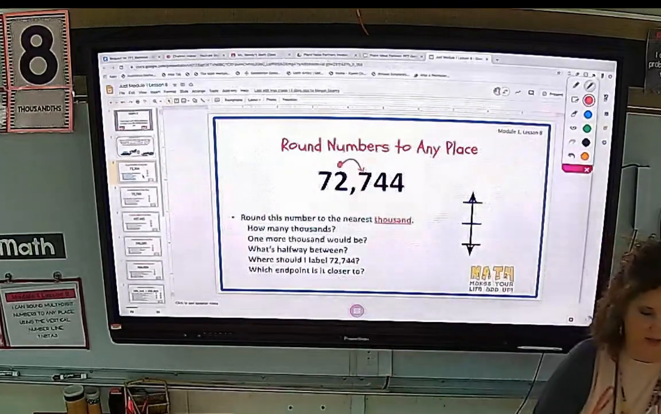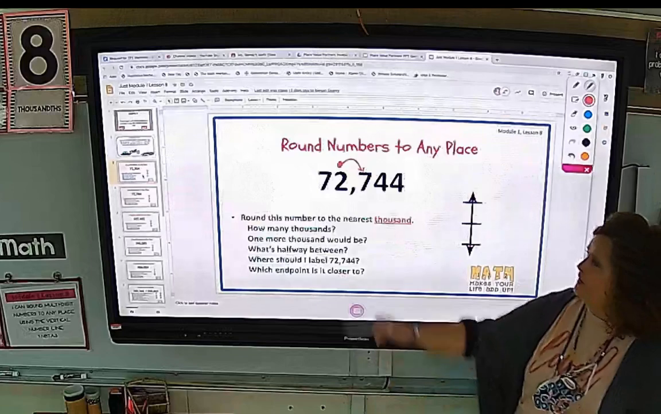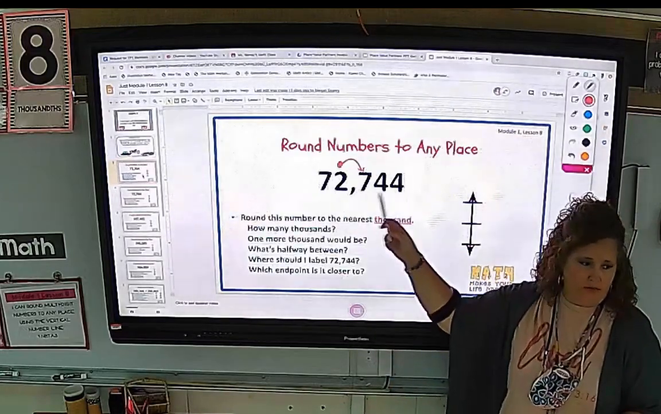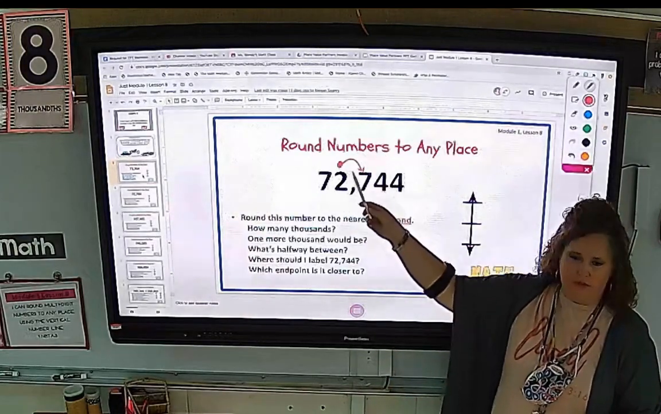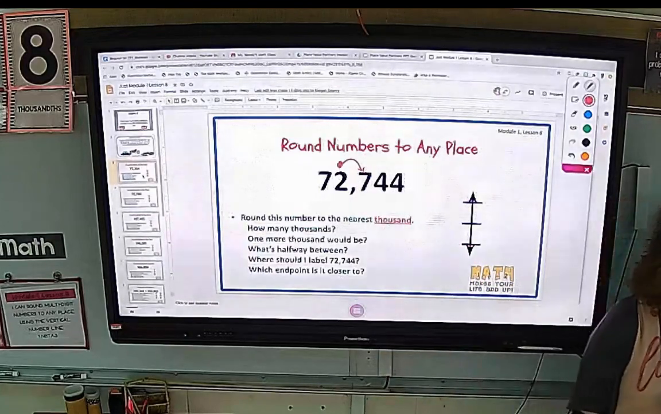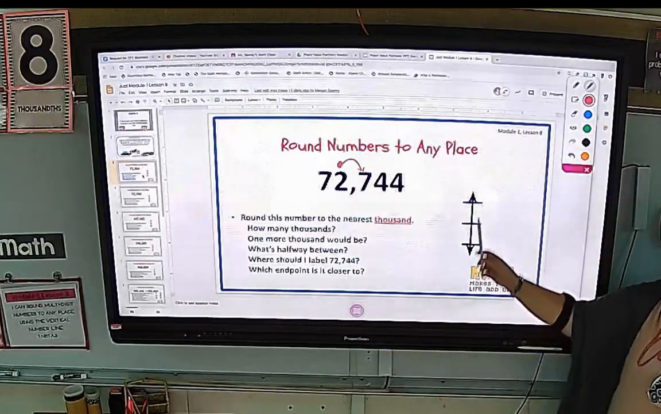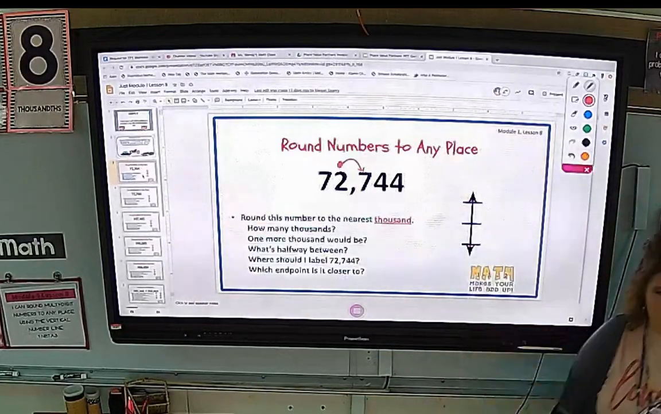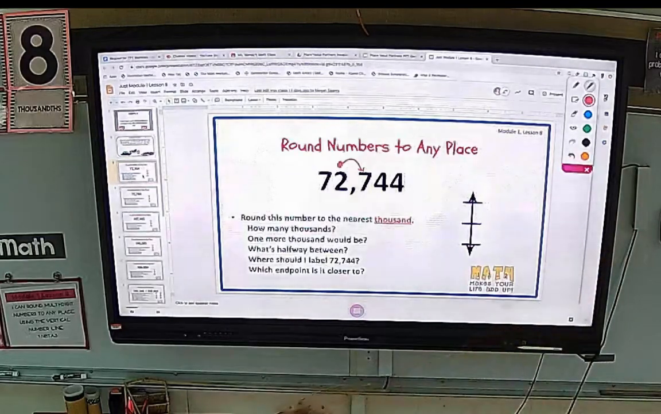So if you would right now, on your board, you first need to put the number, leave a little space above it so you can put that dot and arrow. And you're also going to draw a vertical number line that's waiting for you to put the numbers on there. $72,744.